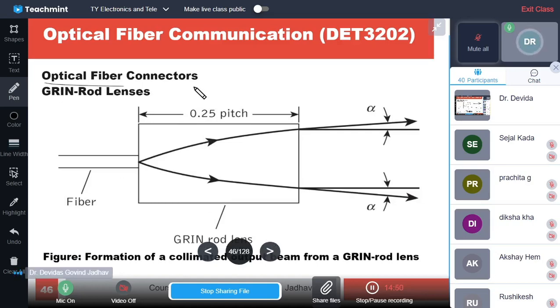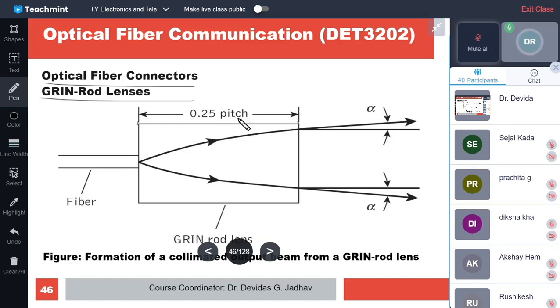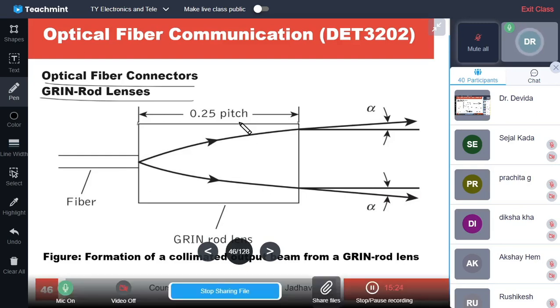So there is one more connector, that is the green rod connector, that is, the graded index lenses are there. Their length is wavelength-wise selected, that is 0.25 pitch wavelength, or we can say period of wave. Okay, so total period is suppose T, then T by 4 is 0.25 pitch, T by 2 is 0.5 pitch, 3T by 4 is 0.75 pitch, and so on. So 0.25 pitch, 0.23 pitch, 0.29 pitch are available, 0.5 pitch and 0.75 pitch are also available.